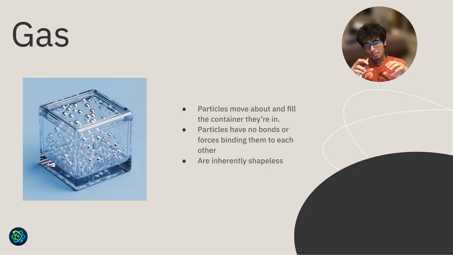So in a gas, particles move about and fill the container they're in, and particles have no intermolecular forces or bonds and are inherently shapeless. Inherently shapeless just means that they're going to expand to fill whatever container they're in. So all the gas that's, for example, oxygen, hydrogen, whatever is in the air right now, is going to expand to fill the shape of my room right now. Particles don't have any intermolecular forces between them at all, which is why they're able to get so far apart from each other, right?